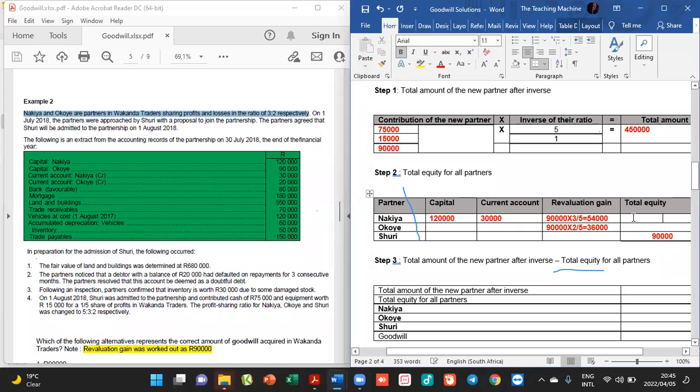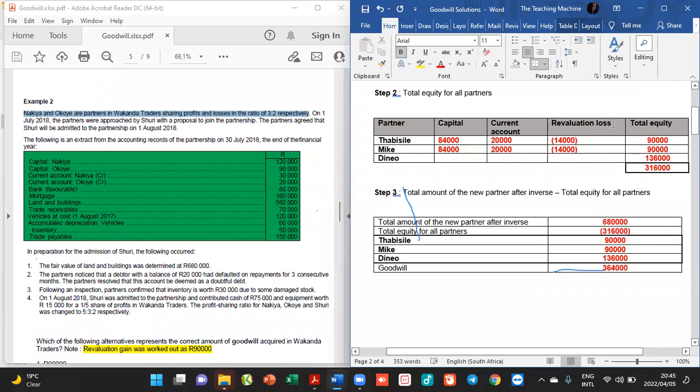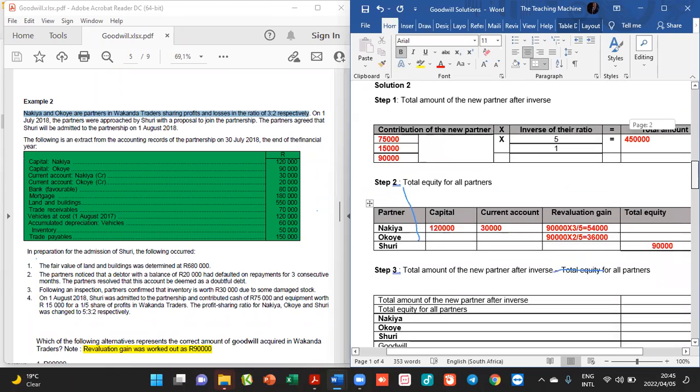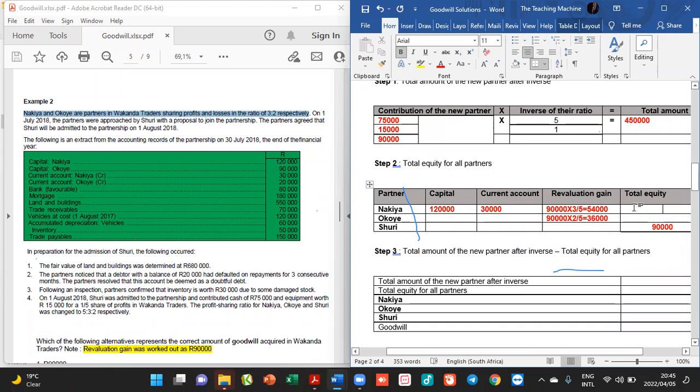Okay. Now let's go back to Nakia. How much is 120,000 plus 30,000 plus 54,000? Now check. This is a gain. This is a surplus. It's more like a profit. There are no brackets, but with the first example, because it was a loss, we needed to put brackets. But if it's a gain or surplus, it should be positive. Total amount for Nakia, 204,000. Yes.